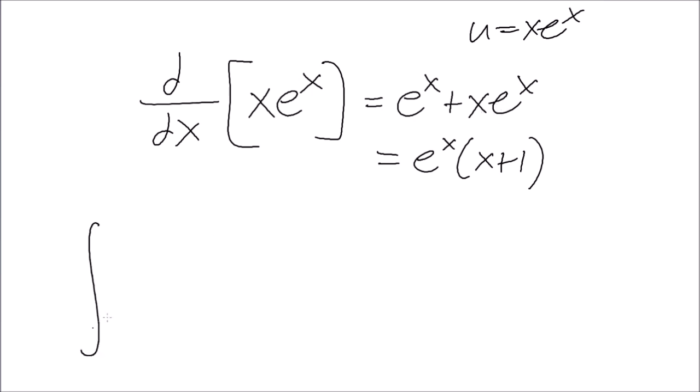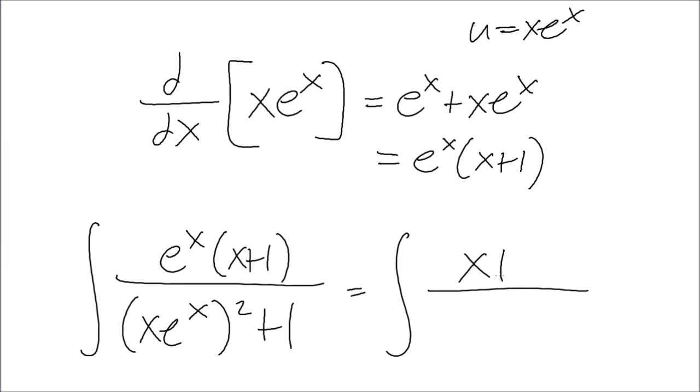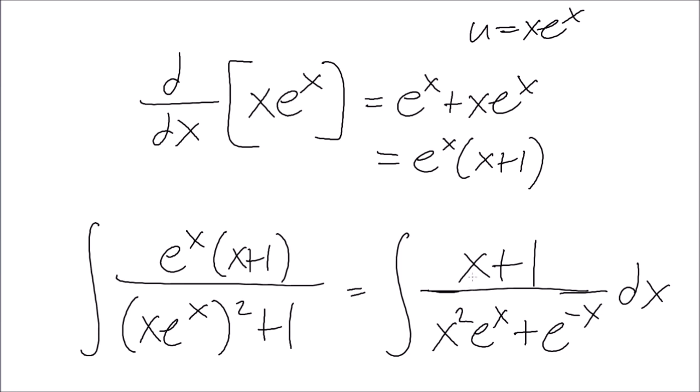Oh yeah? Well, if I give you something like this, and let's say I make this even a lot harder: x plus 1 over x squared e to the x e to the negative x. If you didn't have this memorized, then you wouldn't even see this coming.